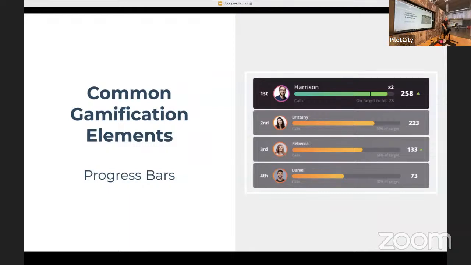And then a progress bar. Anyone ever seen a progress bar before? What's a place that you might see a progress bar? Duolingo, yeah, Duolingo has a lot of these things in there, doesn't it? So how does it help you when it has a progress bar? Does it give you information or anything?